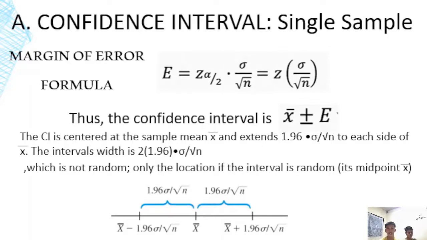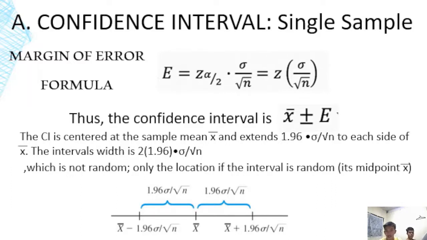A confidence interval, single sample ulit. Margin of error formula. Ito yung margin of error formula: E is equal to z sub alpha over 2 times sigma over square root of n, which is equal to z times sigma over square root of n. Thus, the confidence interval is x bar plus or minus E.